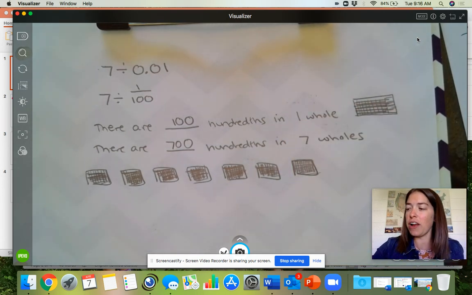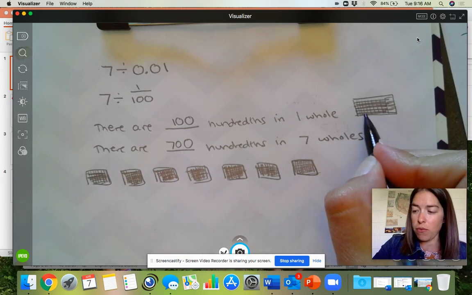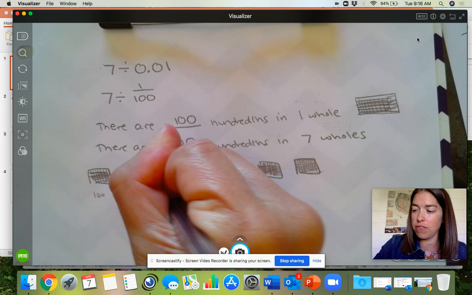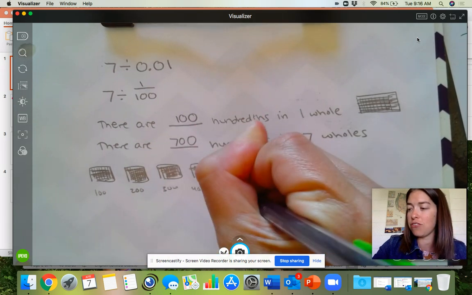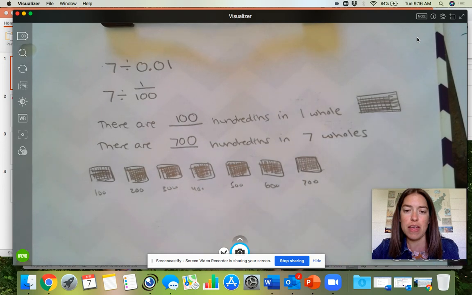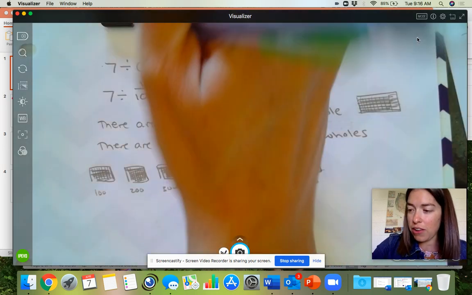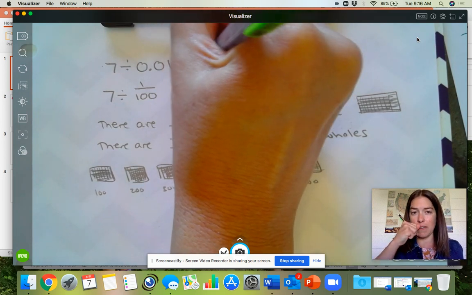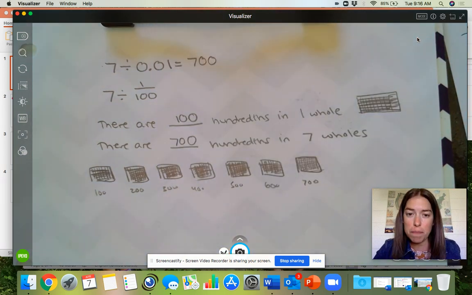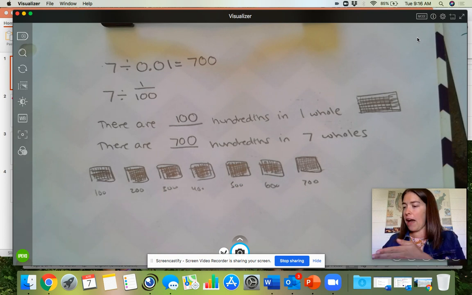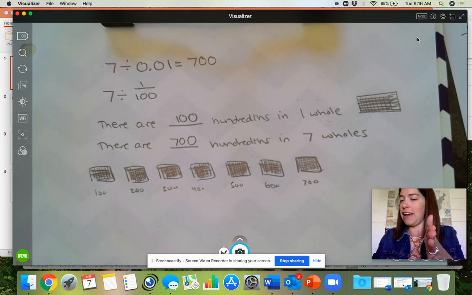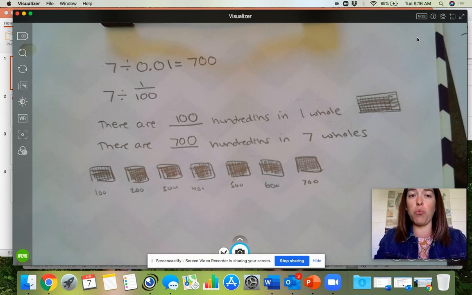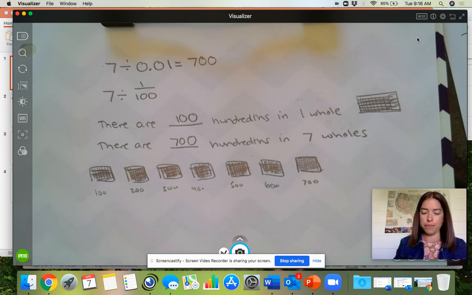Let's count. I know there's 100 hundredths in 1 whole. So we have 100, 200, 300, 400, 500, 600, 700. So our answer to 7 divided by 100 is in fact 700. That seems like a huge number, but it makes sense. If we have 7 wholes and we're splitting each one into 100 little tiny pieces, I'm going to end up with way more pieces. Now, it's sad because if I'm only getting 1/100th of a brownie, that's a really small amount, but it makes sense that my answer is getting bigger.